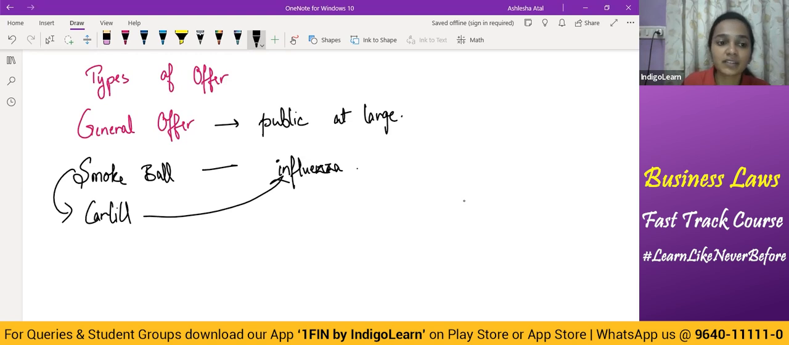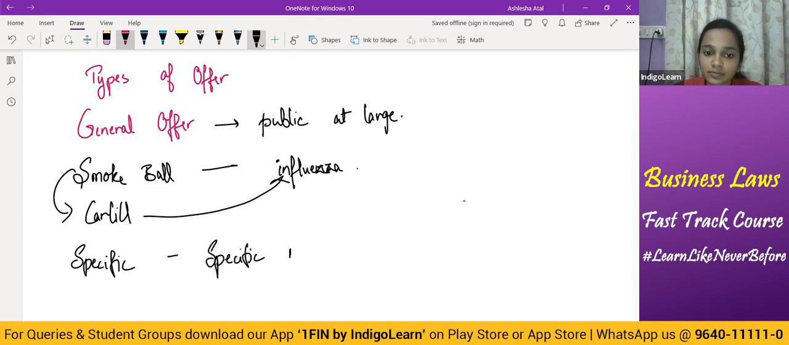Moving on to the other type of offer. The other type of offer is a specific offer or a special offer. The name itself suggests it is made to a specific person. When the offer is made to a specific person, it is referred to as a specific offer or a special offer. Only the person to whom the offer is made can accept the offer.